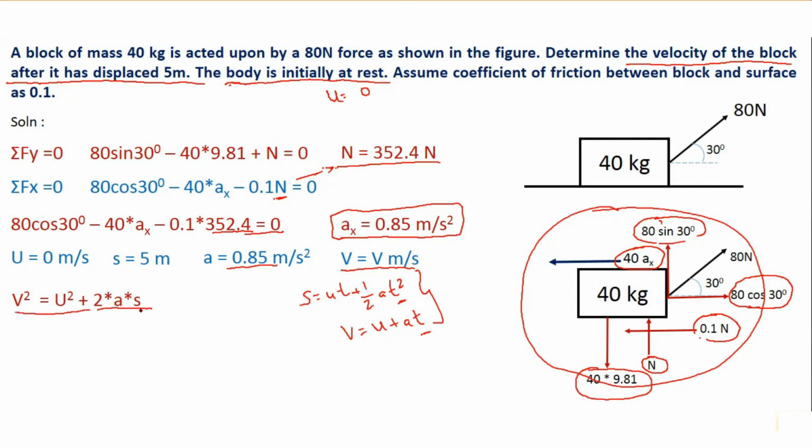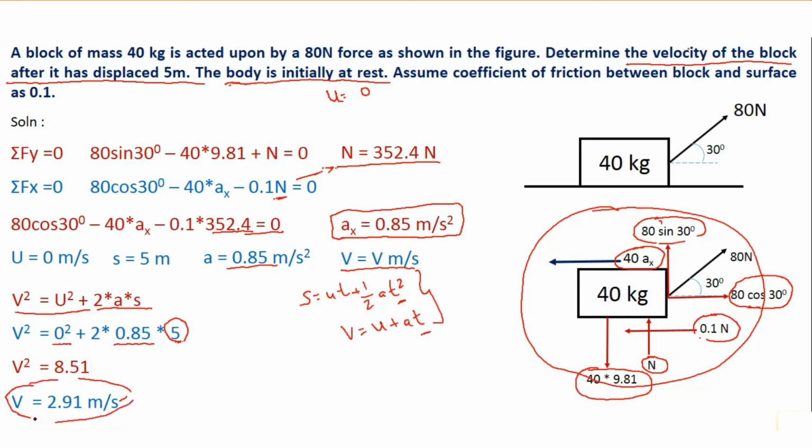V square is equal to u square plus 2as. Substituting the values, v square is v, in place of u I will put 0, in place of a 0.85, and displacement was given to us in the question as 5 meters. So substituting the values and solving it, I will get the answer for v as 2.91 meter per second, which is the required answer.